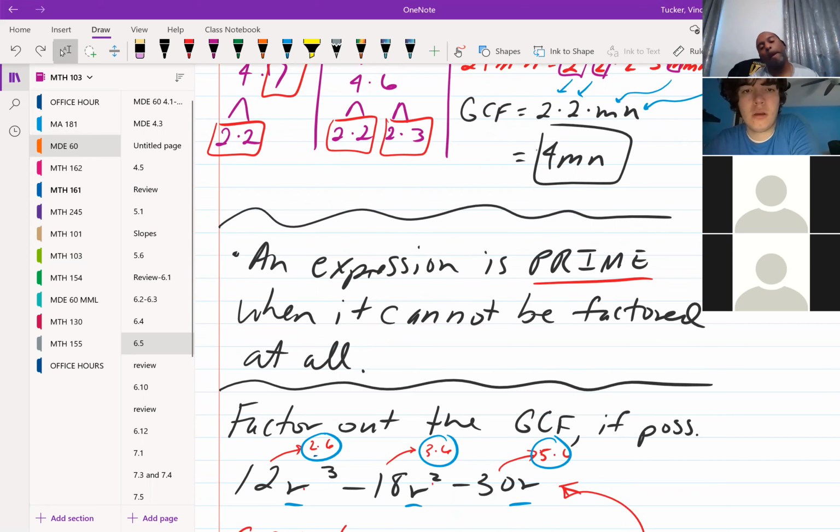All right. Next one says factor out the GCF if possible. So if there's nothing that we can factor, then you can write prime. That's not going to be the case with this one, but that's why they went ahead and introduced that. Because now they're giving you an expression and they want you to factor it out as much as possible. Here we have 12r cubed minus 18r squared minus 30r.